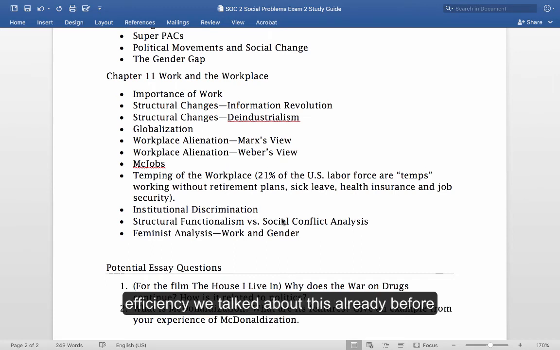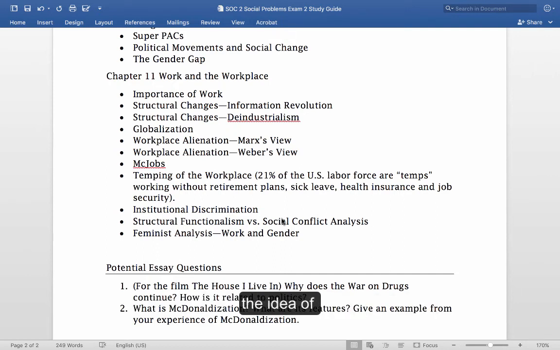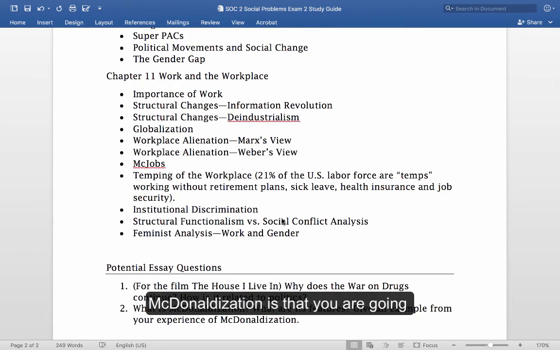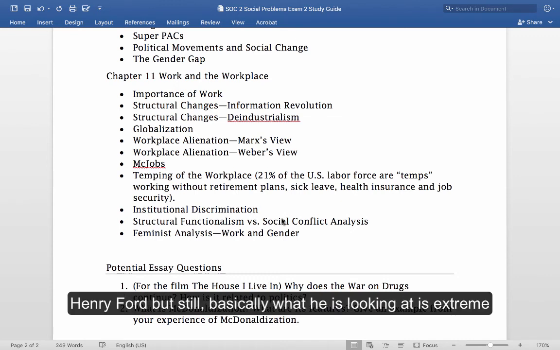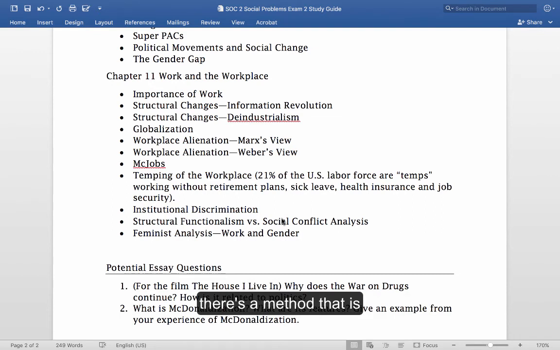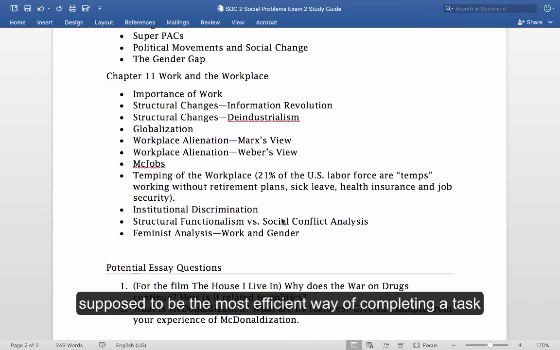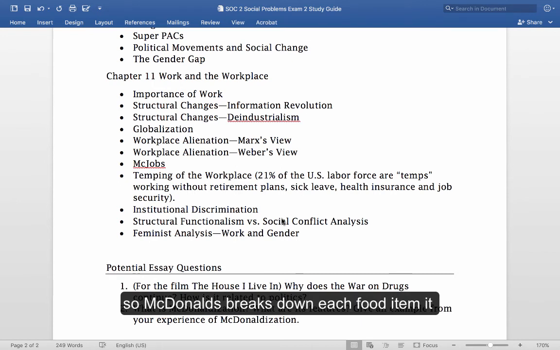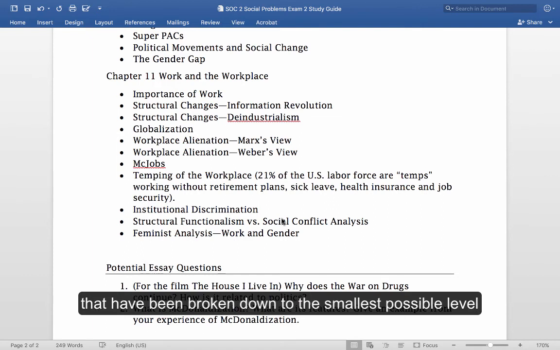Okay, so first, efficiency. We talked about this already before. The idea of McDonaldization is that you're going to see the extreme process of rationalization. So, using McDonald's as an example, Ritzer tried to explain this phenomenon. It actually goes all the way back to Henry Ford, but still, basically, what he's looking at is extreme rationalization. So efficiency just means that there's a method that is supposed to be the most efficient way of completing a task, right? So McDonald's breaks down each food item it makes into even smaller, rationalized tasks that have been broken down to the smallest possible level.